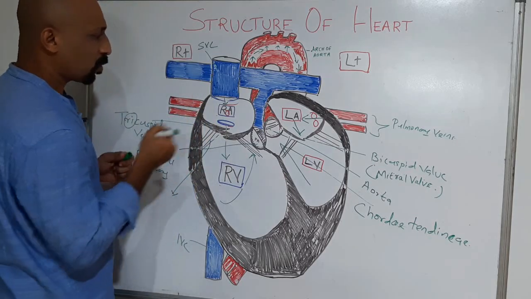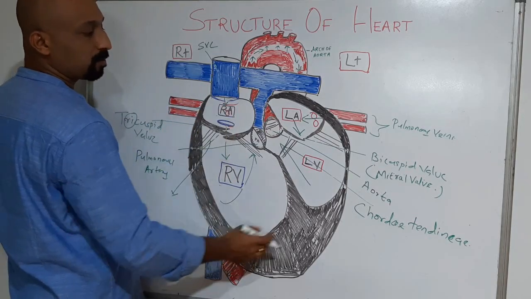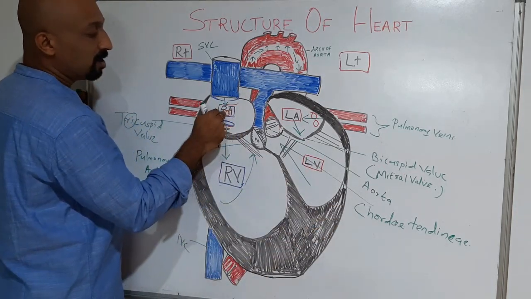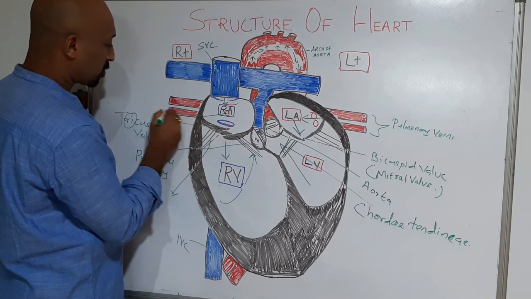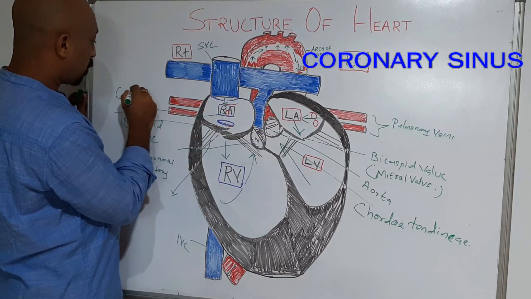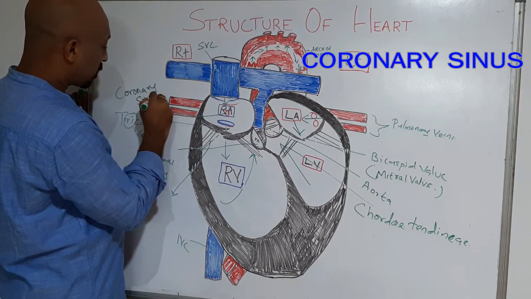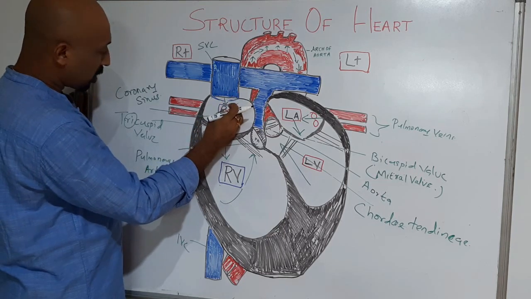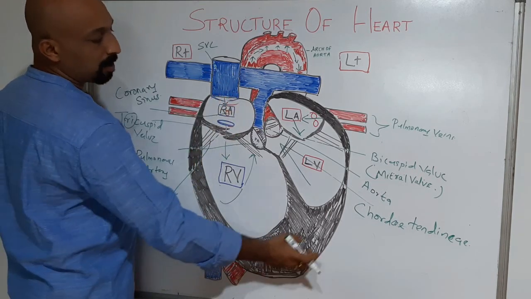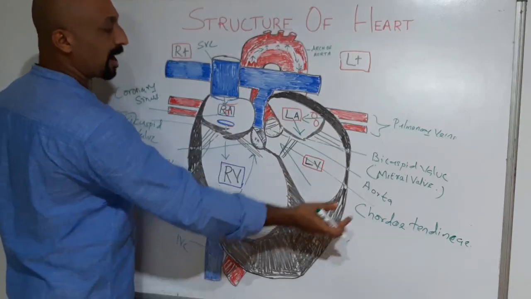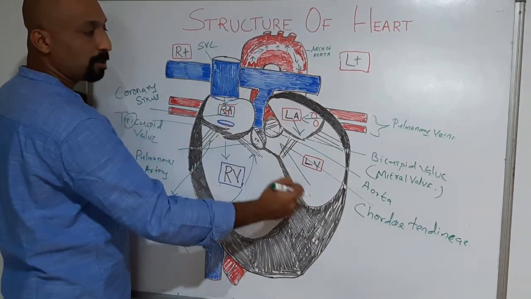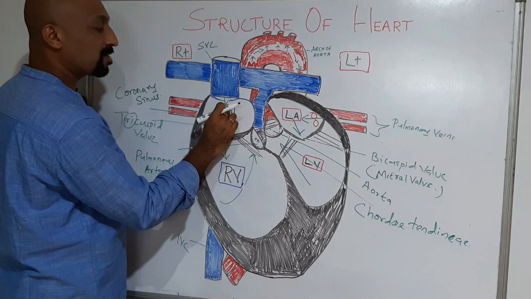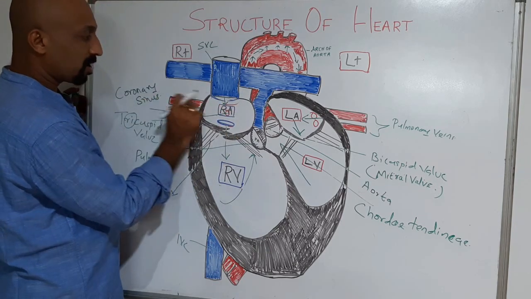There are a few more structures I want you to know. The heart has its own blood supply, and it ends in the right atrium. That ending portion is called the coronary sinus. That structure is also there on the right side of the heart. Whatever blood supply the heart needs, it has its own blood supply, and the used, deoxygenated blood comes into the right atrium through the opening called the coronary sinus.